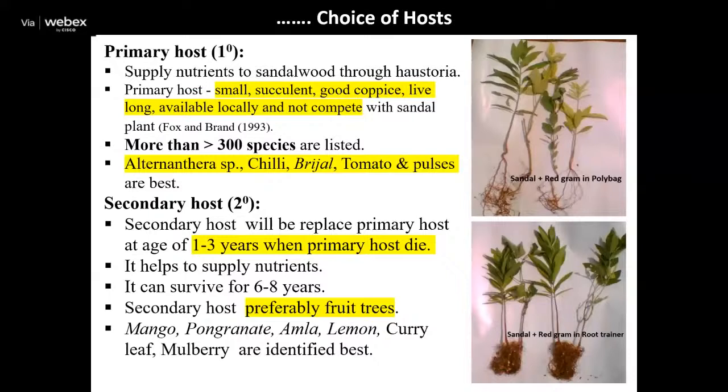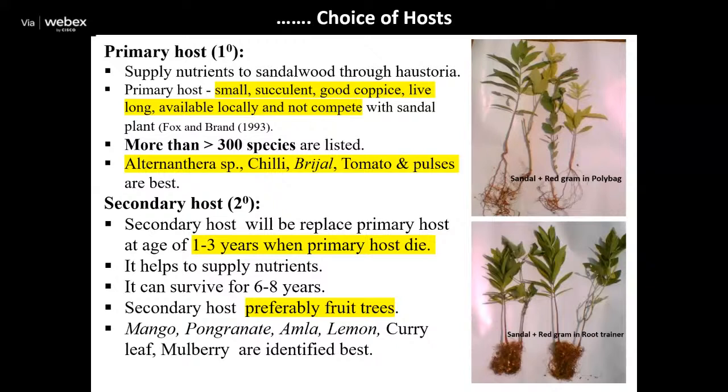There is a primary host, secondary host, and tertiary or long-term host. The primary host generally uses small, succulent plants with good coppice, because we have to periodically cut the host. More than 300 species are listed. However, Alternanthera, Solanum brinjal, tomato and Mimosa pudica, and in some cases red gram are used. But red gram grows fast and will overtake the sandal. Then we have to prune it periodically.